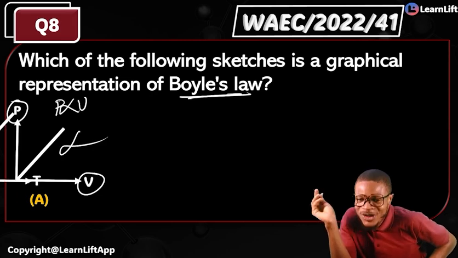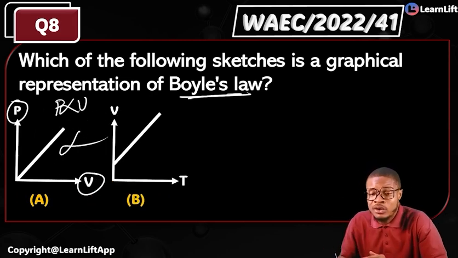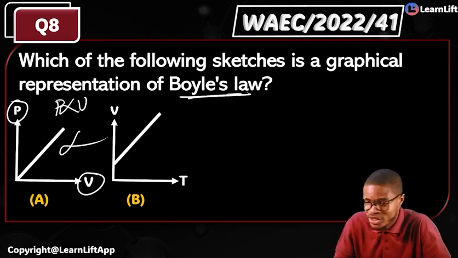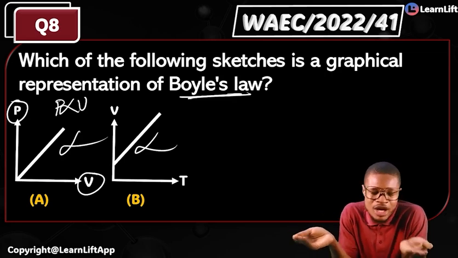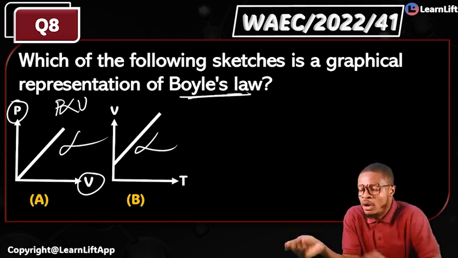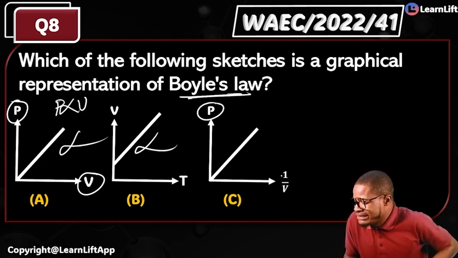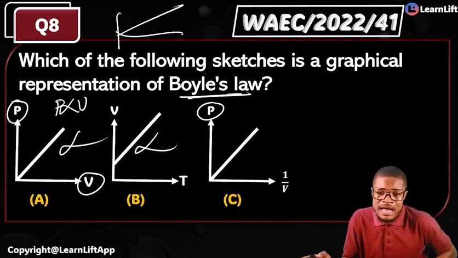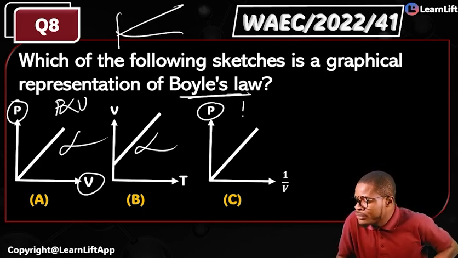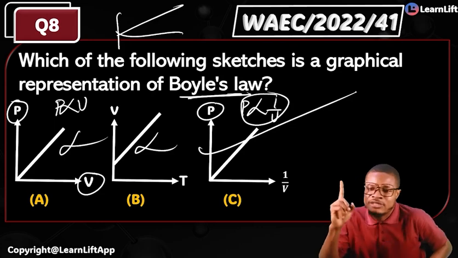Simple thing. Look at option B. Option B gives us volume and temperature. Is there a relationship between volume and temperature in Boyle's law? No, that is not true. So that cannot even be the answer. Are you getting it now? Look at option C. Option C says, if you see a graph like this, what does it mean? Directly proportional, right? That means your pressure is directly proportional to 1 over volume. Is that Boyle's law? Yes, this is Boyle's law. So C is making sense.